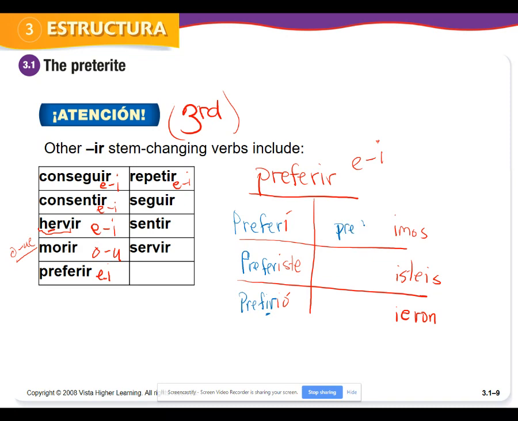Nosotros, just like the present tense, is preferimos. Preferisteis. And that E will go to an I. Prefirieron. All right, so guys, there's an R there. Sorry. Note that this isn't difficult. If you were pretty familiar with stem changers in the present tense, it's actually a lot easier now in the preterite. It's just remembering how and when to use these, and just, guys, third person only.